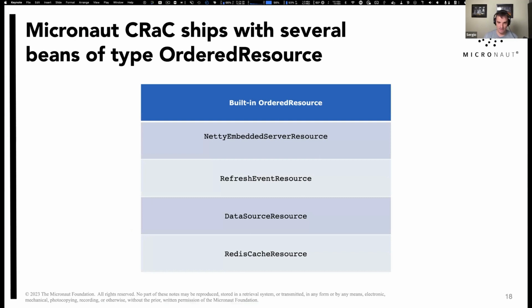We ship with several built-in OrderedResources, and I imagine we will be adding more and more of these. So right now, for example, we have a Netty embedded server resource, which will essentially do the closing of Netty and restart of Netty after the checkpoint. And we have another one for data source resource, another one for Redis. So the idea is that when you use Micronaut, with any of the Micronaut runtimes or different Micronaut integrations, ideally as a developer, you're not going to have to do anything. We will ship with those resources for you that take care of closing anything that needs to be closed before the checkpoint and reopening after the checkpoint.